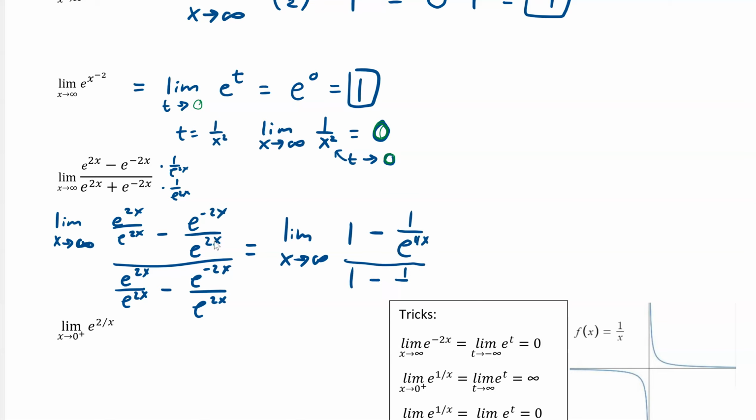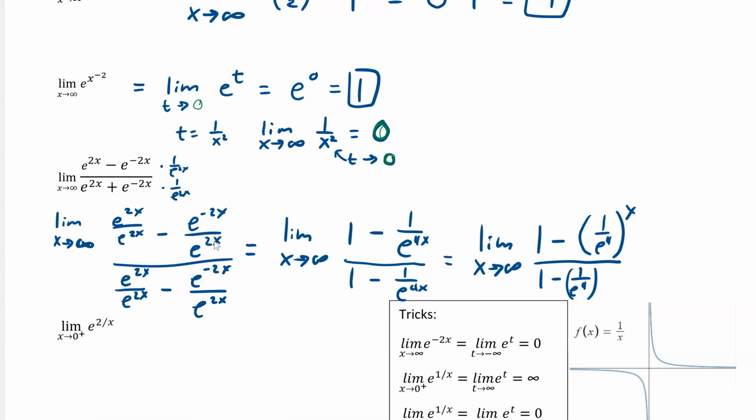1 minus 1 over e to the 4x. And then now we can rewrite it to use our rule that we have above. 1 minus, and then so I'm just going to take 1 over e to the 4 and bring the x out. 1 minus 1 over e to the 4, and bring the x out.